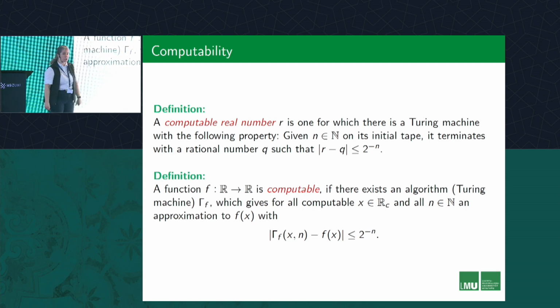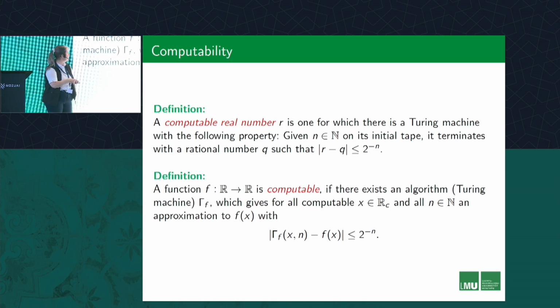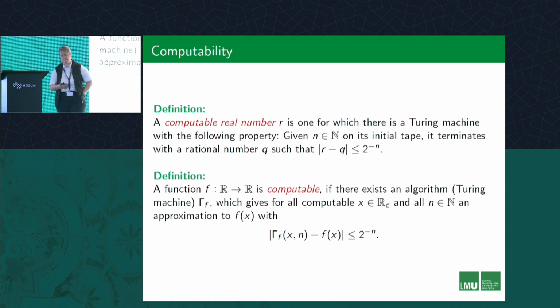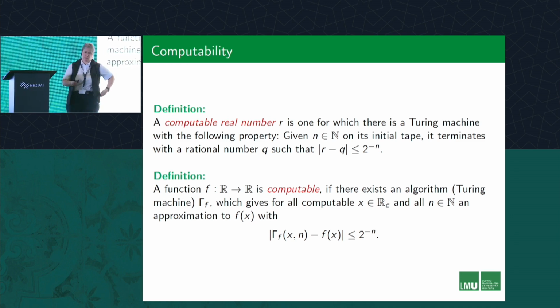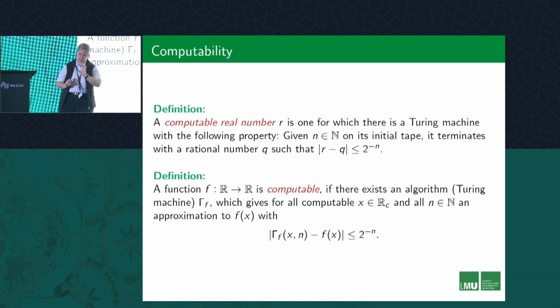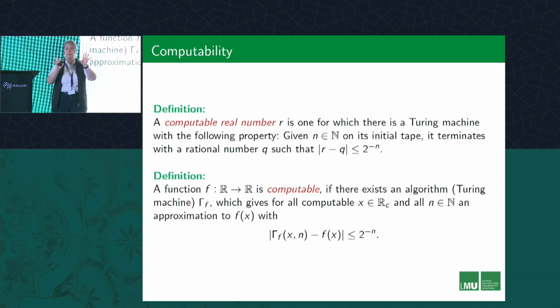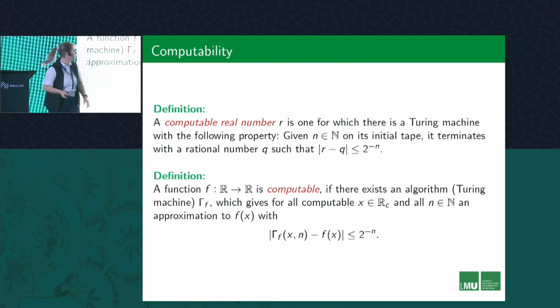And so you can extend this then to computable functions. Again, a function is computable if there exists an algorithm which gives, for any computable real number x and any n, an approximation of f of x, again with this accuracy. Okay, so again, this is just a small glimpse. There's a whole, very beautiful theory of computability out there.